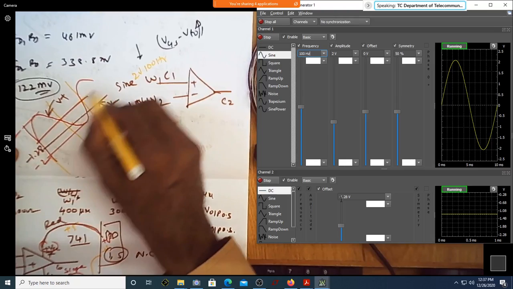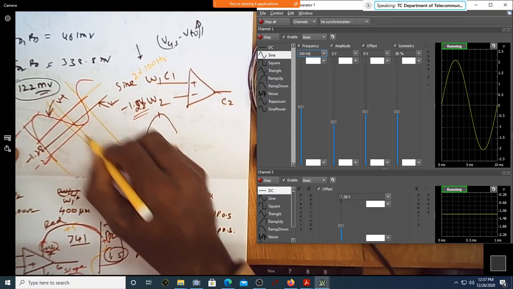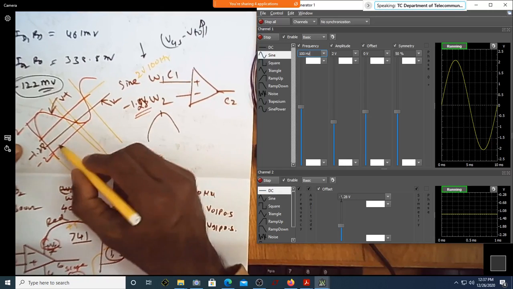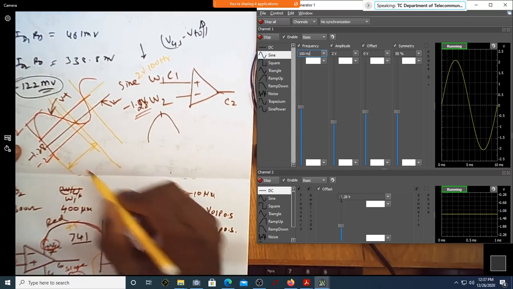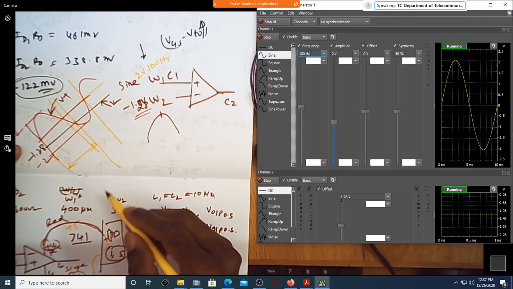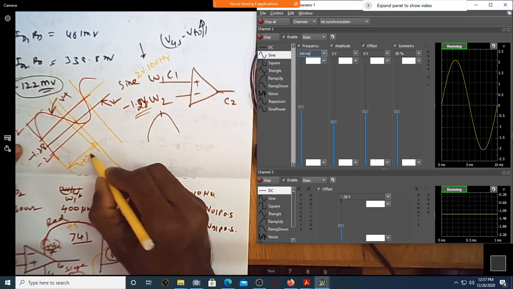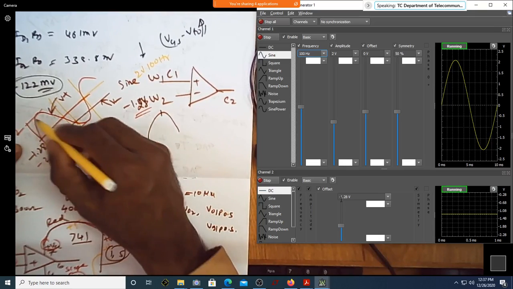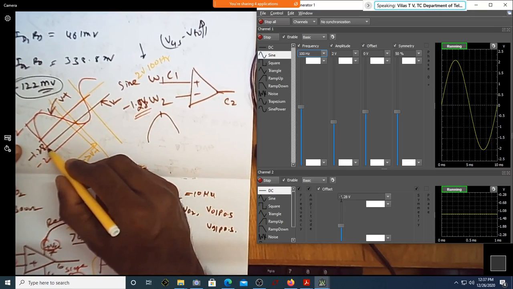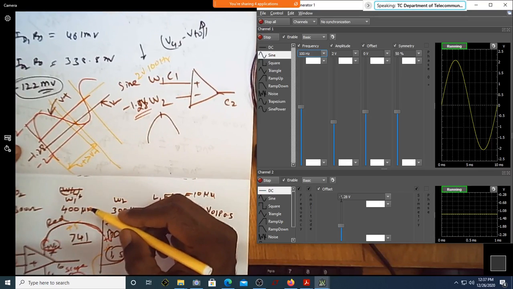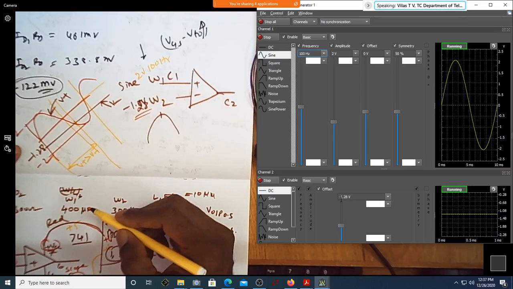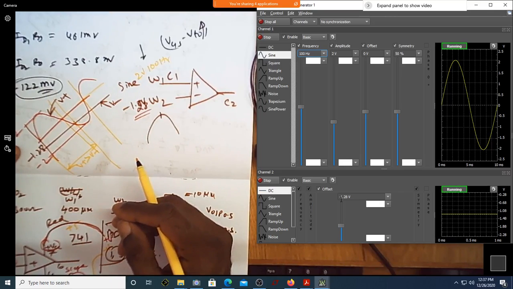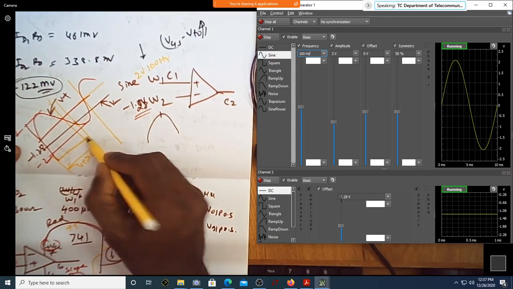That is actually 0. So shall I write it here? From here to here, which is more? Is V plus more than V minus? Red is greater than minus 1.28. So what is the output? V plus greater than V minus, plus V sat. So it will be plus V sat.